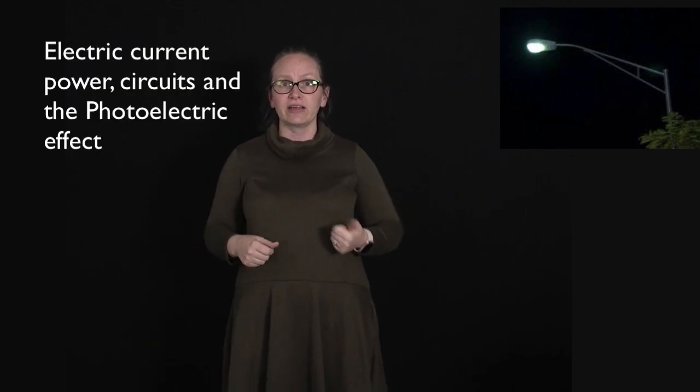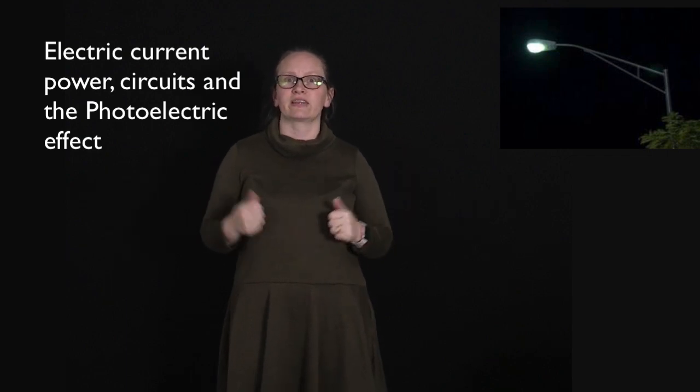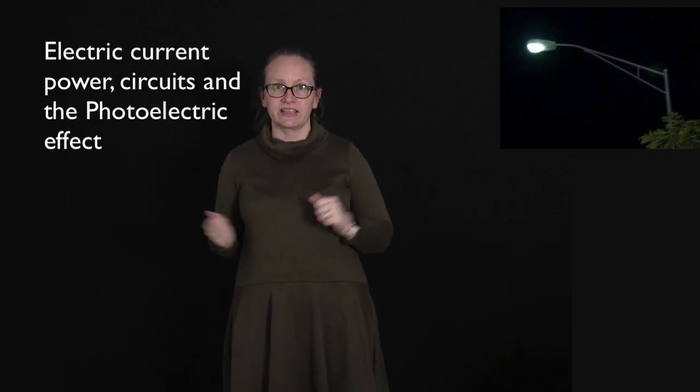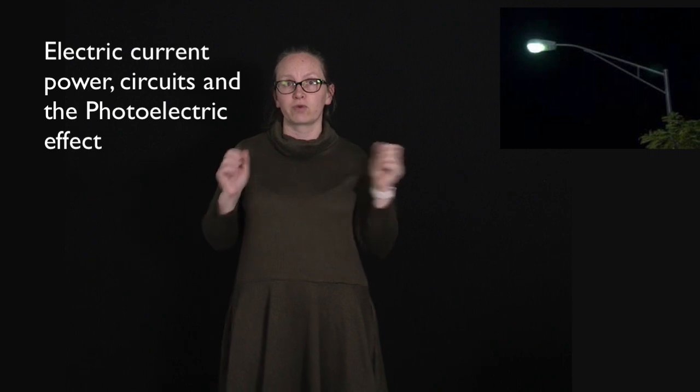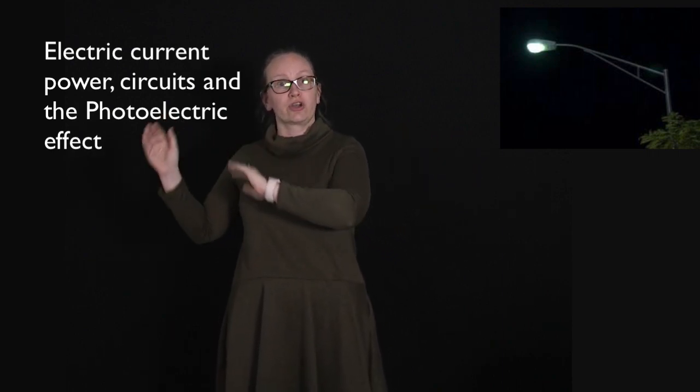Each week in this course we're going to look at a different topic, related to everyday things. For example, in the first topic we're going to be considering how a streetlight works. In order to understand that, we're going to be learning a bit about electric current, electric power, electric circuits, and we'll also be looking at the photoelectric effect, which was really exciting because it was some of the first evidence of quantum mechanics. So each week we'll have a different one of these topics.